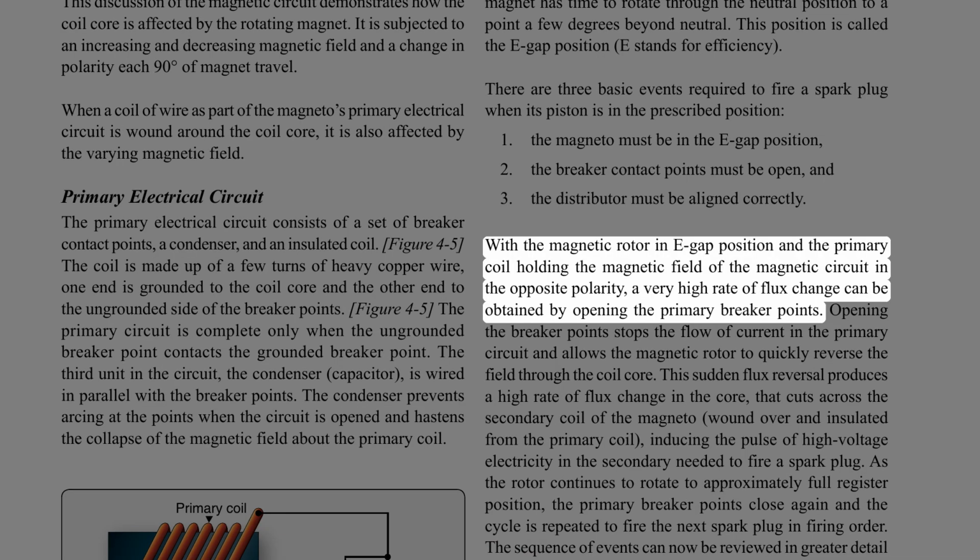With the magnetic rotor in E-gap position and the primary coil holding the magnetic field of the magnetic circuit in the opposite polarity, a very high rate of flux change can be obtained by opening the primary breaker points.